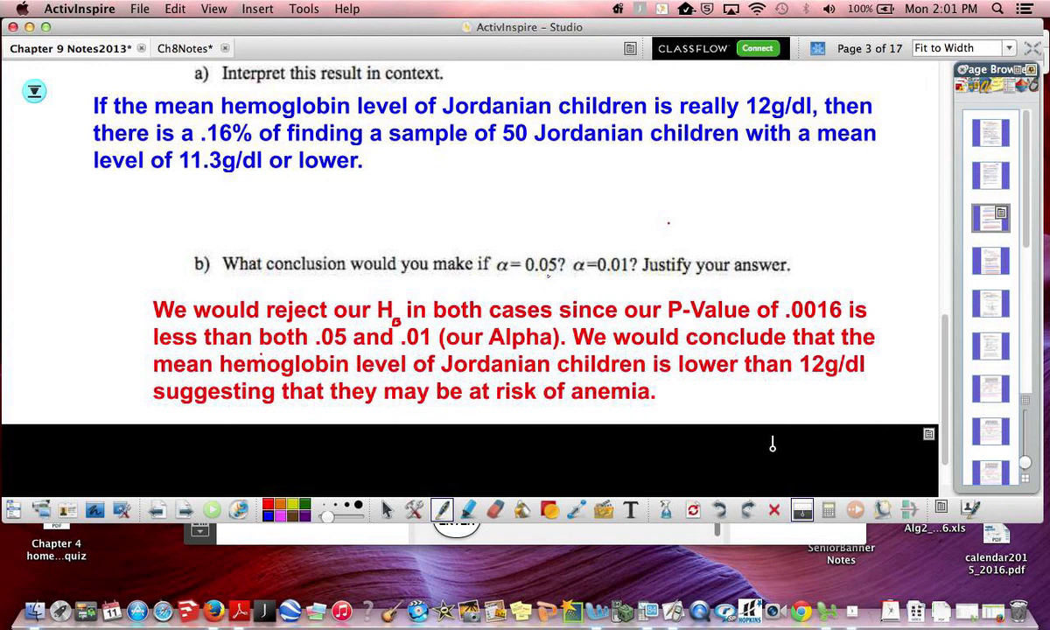So we would actually conclude that the mean hemoglobin level for Jordanian children is less than 12 grams per deciliter. If it's less than 12, that suggests they may be at risk of anemia. Notice how I'm saying they may be at risk. I'm not saying they are at risk. I'm just saying they might be. That's what the statistics is at least showing.